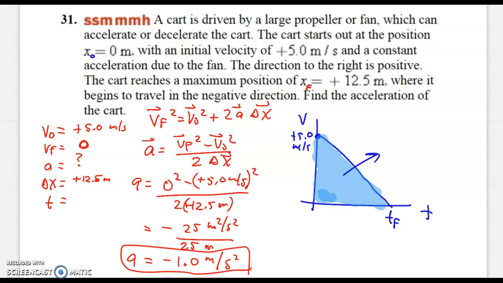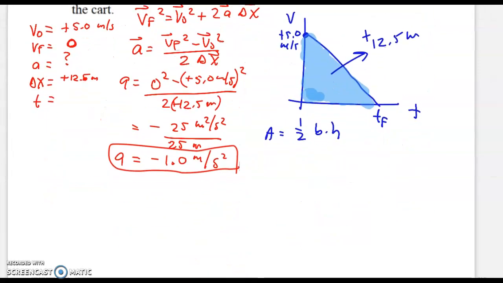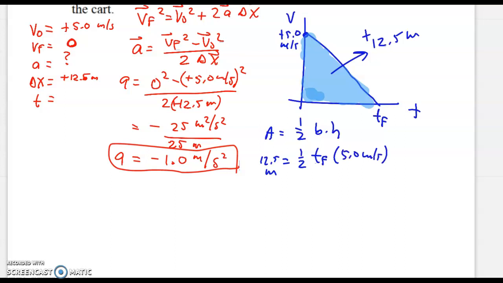12.5 meters there. So I could have said, all right, well then I can figure out that time because I know the area of any triangle is 1/2 its base times its height. So I might say 12.5 meters is equal to 1/2 times the final time times the 5 meters per second. So I could get a final time of 5 seconds.